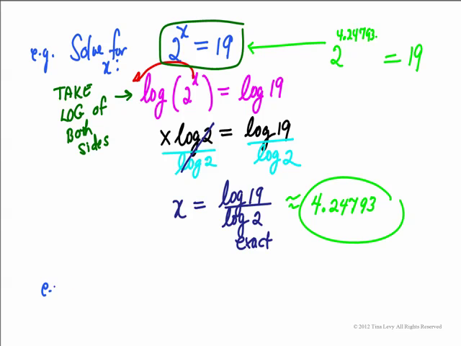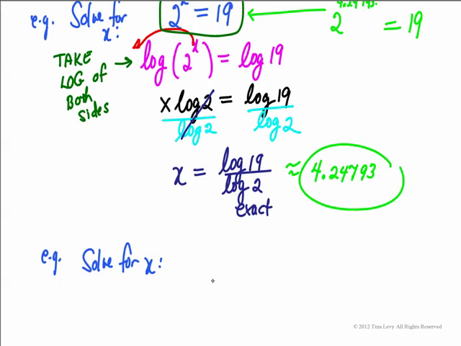Working another problem, suppose I say solve for x, and I say 2 to the 3x plus 1 is 38. First step is we see 38 is not a power of 2. So that means we're going to have to work this with logarithms. So we're going to take the log of both sides.